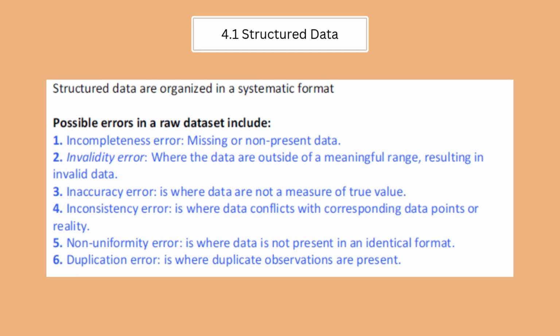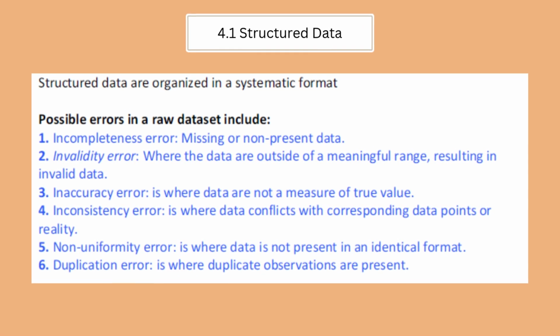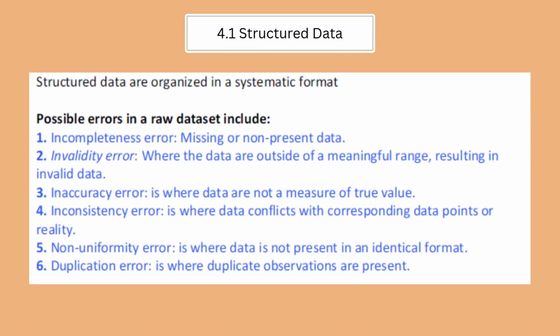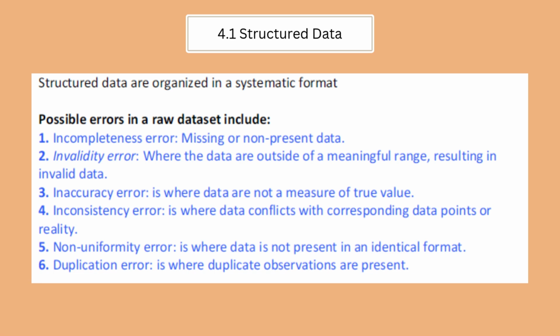Structured data. Structured data are organized in a systematic format. Possible errors in a raw dataset include: 1. Incompleteness error, missing or non-present data. 2. Invalidity error, where the data are outside of a meaningful range, resulting in invalid data. 3. Inaccuracy error, where data are not a measure of true value.